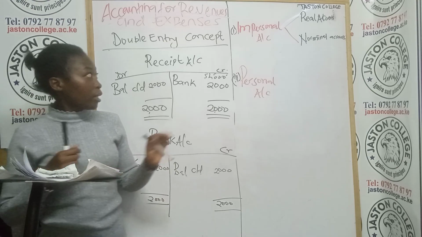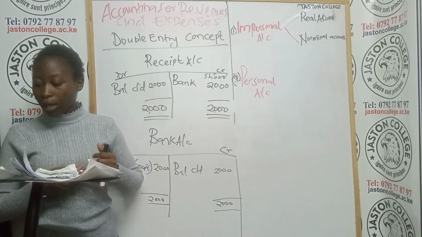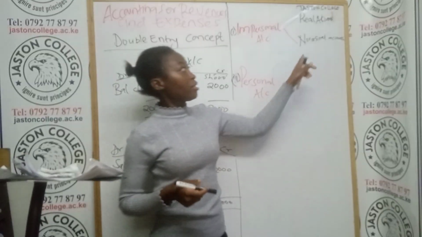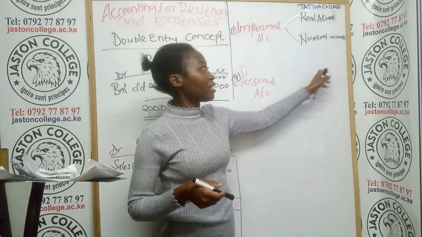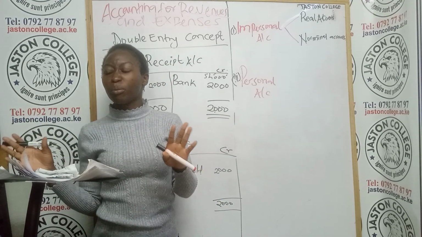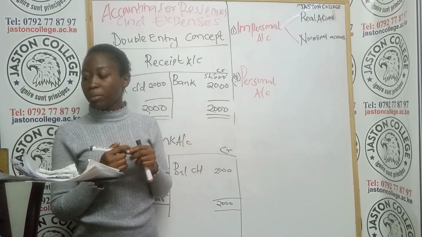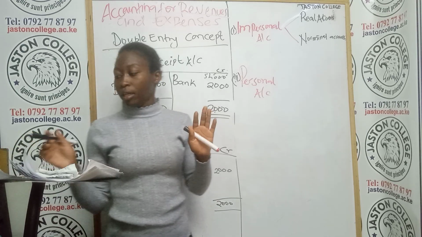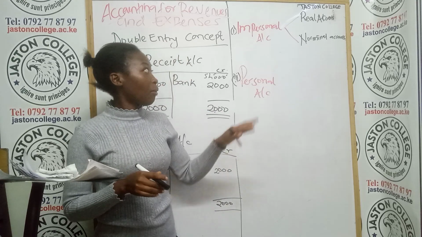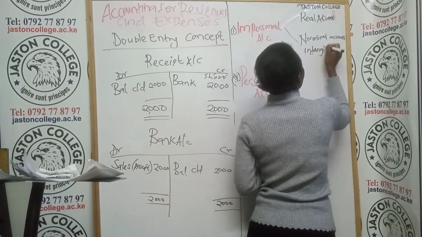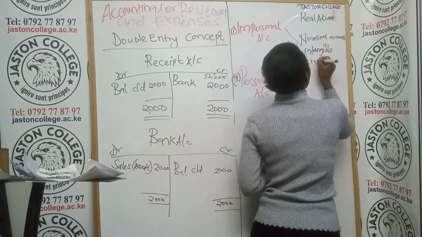So in our impersonal accounts, we have the nominal accounts. This means that these nominal accounts are intangible, the intangible items, the intangible commodities that we use in our business. They can be logos, patents, goodwill, all those. They are intangible in nature.